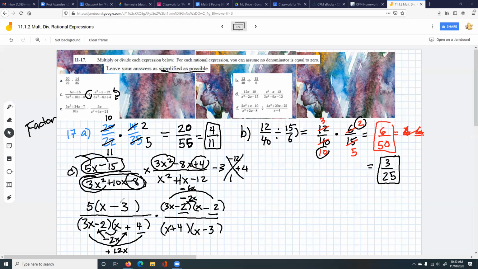Now that we factored everything, we factored all 4 terms, now I can start canceling things. You can't cancel until you factor everything, okay? So let's look at what's the same. I see a 3x minus 2 here and a 3x minus 2 there. I see an x minus 3 here and an x minus 3 here. I see an x plus 4 here and here, but they're both on the bottom, so I can't cancel those. And so what's left is a 5 times x minus 2 in the numerator.